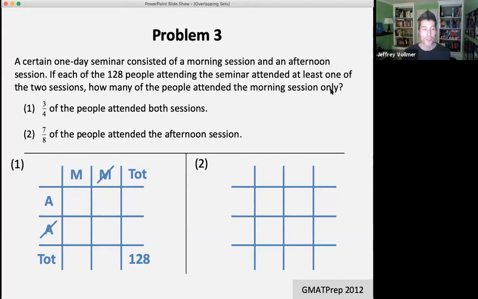Okay, so "only" is a great signal word for these problems, right? We saw either and or. Sometimes you'll see both, only. Those are good signal words because they represent either overlaps or not overlaps, right? Only means just one of the sections, and neither means none. So I'm looking for morning and not afternoon. That would be morning only.